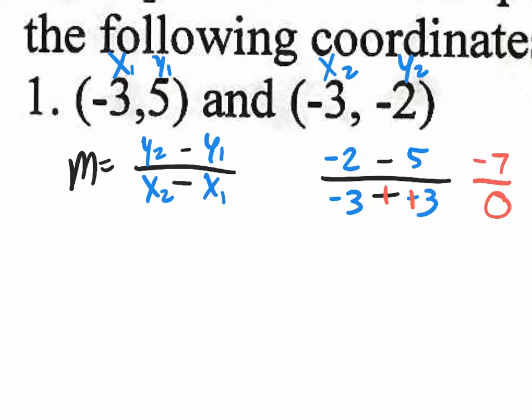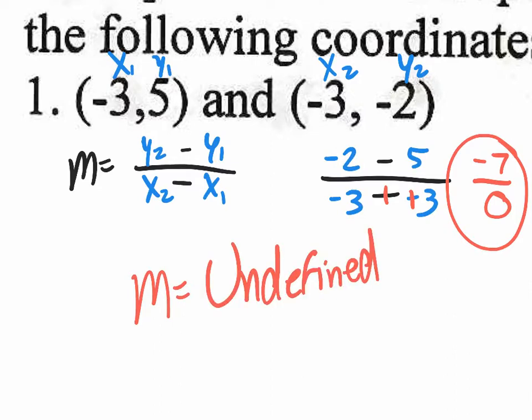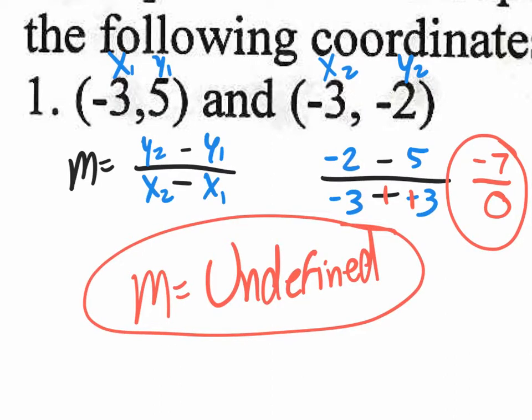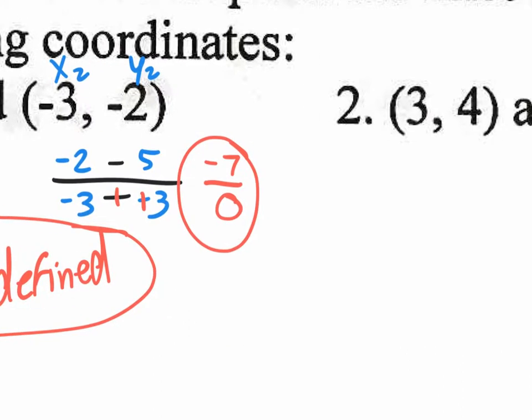It doesn't even matter what you have up on top. Anytime you have a 0 underneath, it is undefined. So undefined is your slope. Technically, visually, that means that it's a vertical line, straight up and down. So we need to remember, when 0 is underneath, it is undefined. Undy, underneath, undefined. Okay? But if the 0 is on top, then the answer is 0. Let's move on to number 2 over here.